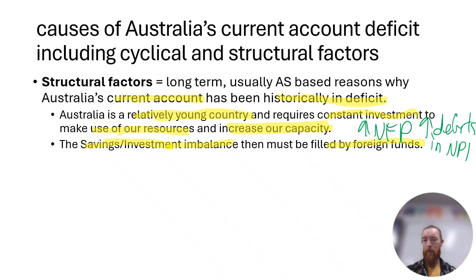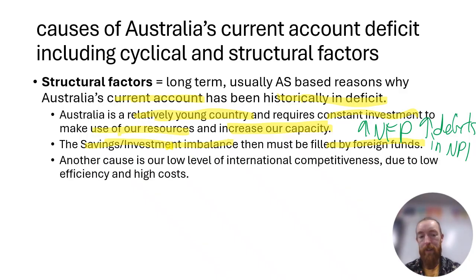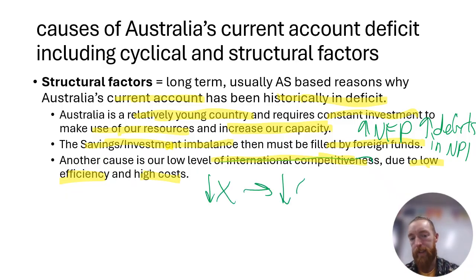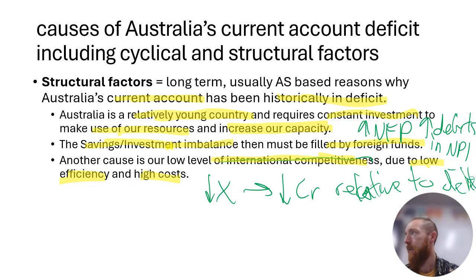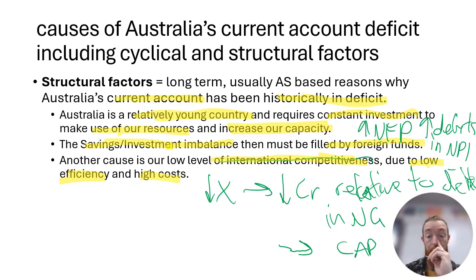What I recommend you use now, because it's a lot simpler to describe, is our low level of international competitiveness. So due to our low efficiency and our high costs, so our really high minimum wage, we struggle to compete in international markets. Therefore, our exports are less competitive, which leads to lower exports overall, which is going to mean less credits relative to debits in net goods and net services. And therefore, that is going to lead to a current account deficit or a reduced current account balance. And that's how that's going to occur.